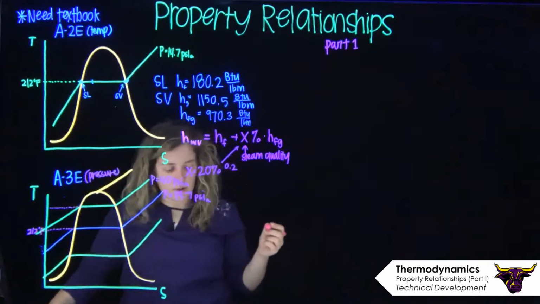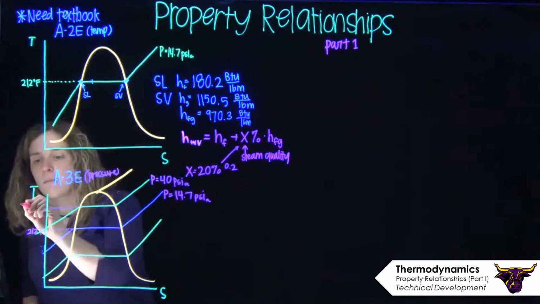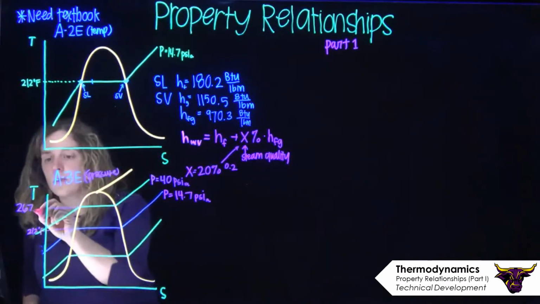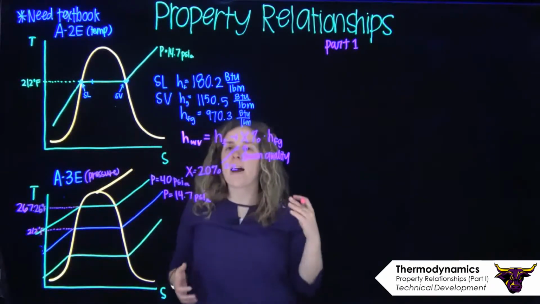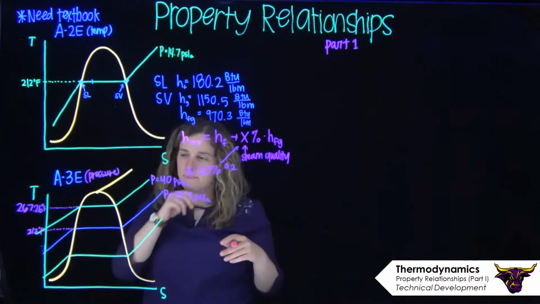All right, hopefully that gave you enough time. If not, pause now and find it. You should have gotten 267.26 degrees Fahrenheit. So if we have a higher pressure, we have a higher boiling point.